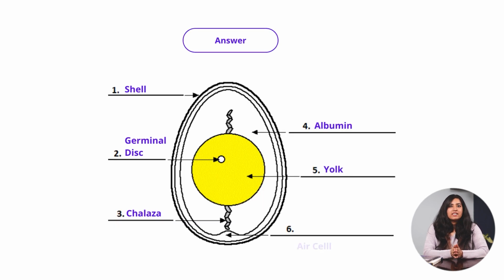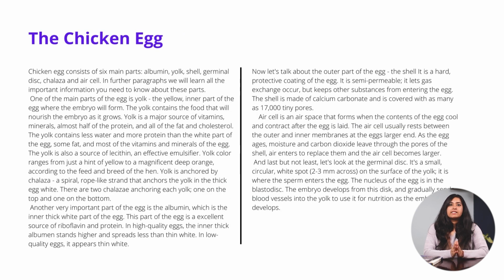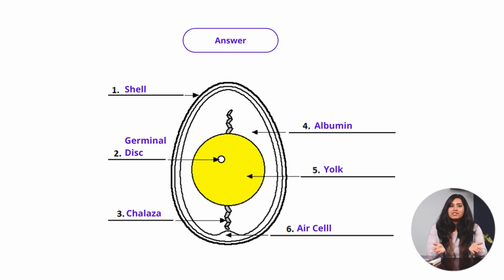And the final answer is air cell for question 6. Found in the 5th paragraph, you can see the answer from the sentence: the air cell usually rests between the outer and inner membranes at the egg's larger end. And that's how you can answer diagram labeling questions. I hope you were able to answer the same.